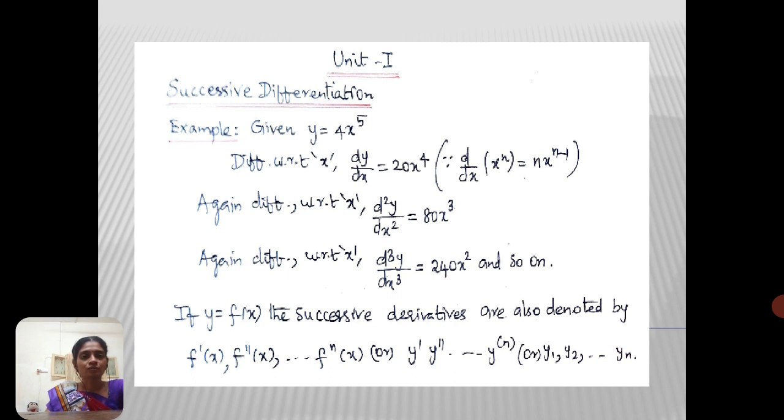And also again differentiating, we get third derivative and so on. If y equal to f of x, the successive derivatives are denoted by f dash of x, f double dash of x, etc. f power n of x, or y dash, y double dash, etc. y power n, or y1, y2, etc. yn.